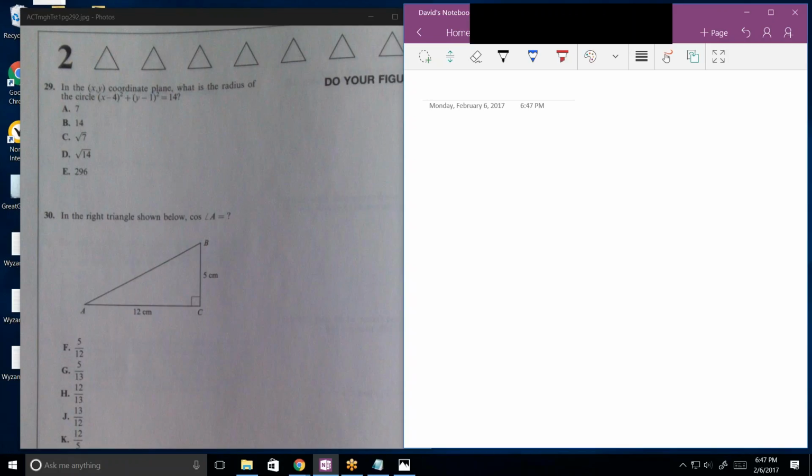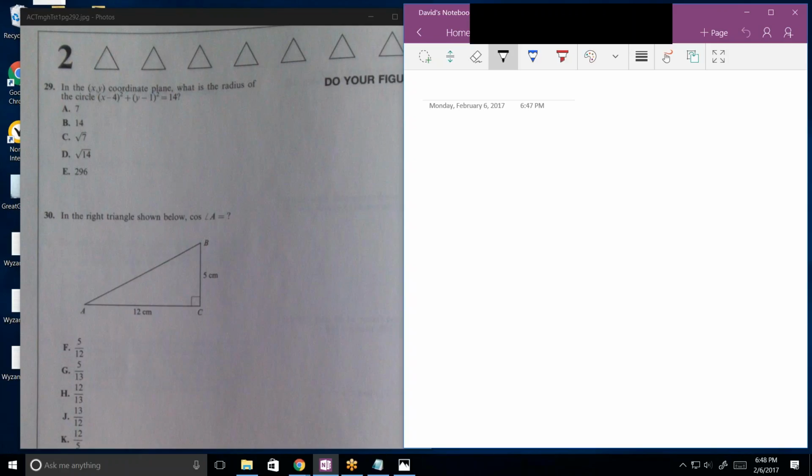Yeah. Okay. How about 29? In an xy coordinate plane, what is the radius of a circle that is x? The ACT test is going to ask you 2 conic section questions. And they're only going to be on circles and ellipses. They won't be on parabolas. They won't be on hyperbolas. Why nothing else? Well, because they're hard, whereas circles and ellipses are easy.